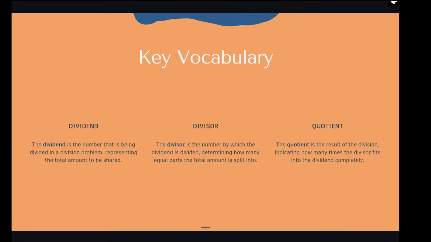Key vocabulary. Dividend. The dividend is the number that is being divided in a division problem, representing the total amount to be shared. Divisor. The divisor is the number by which the dividend is divided, determining how many equal parts the total amount is split into. Quotient is the result of the division, indicating how many times the divisor fits into the dividend completely.